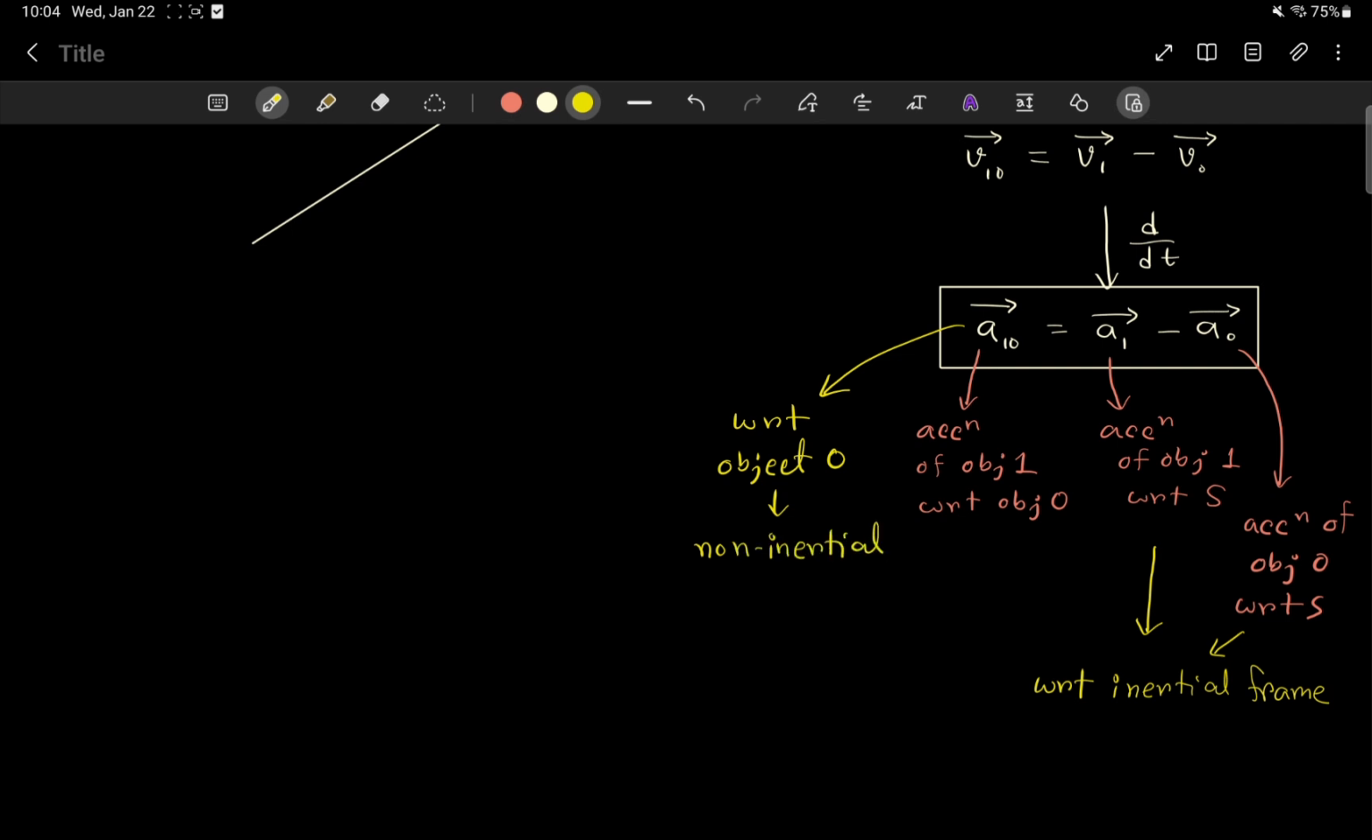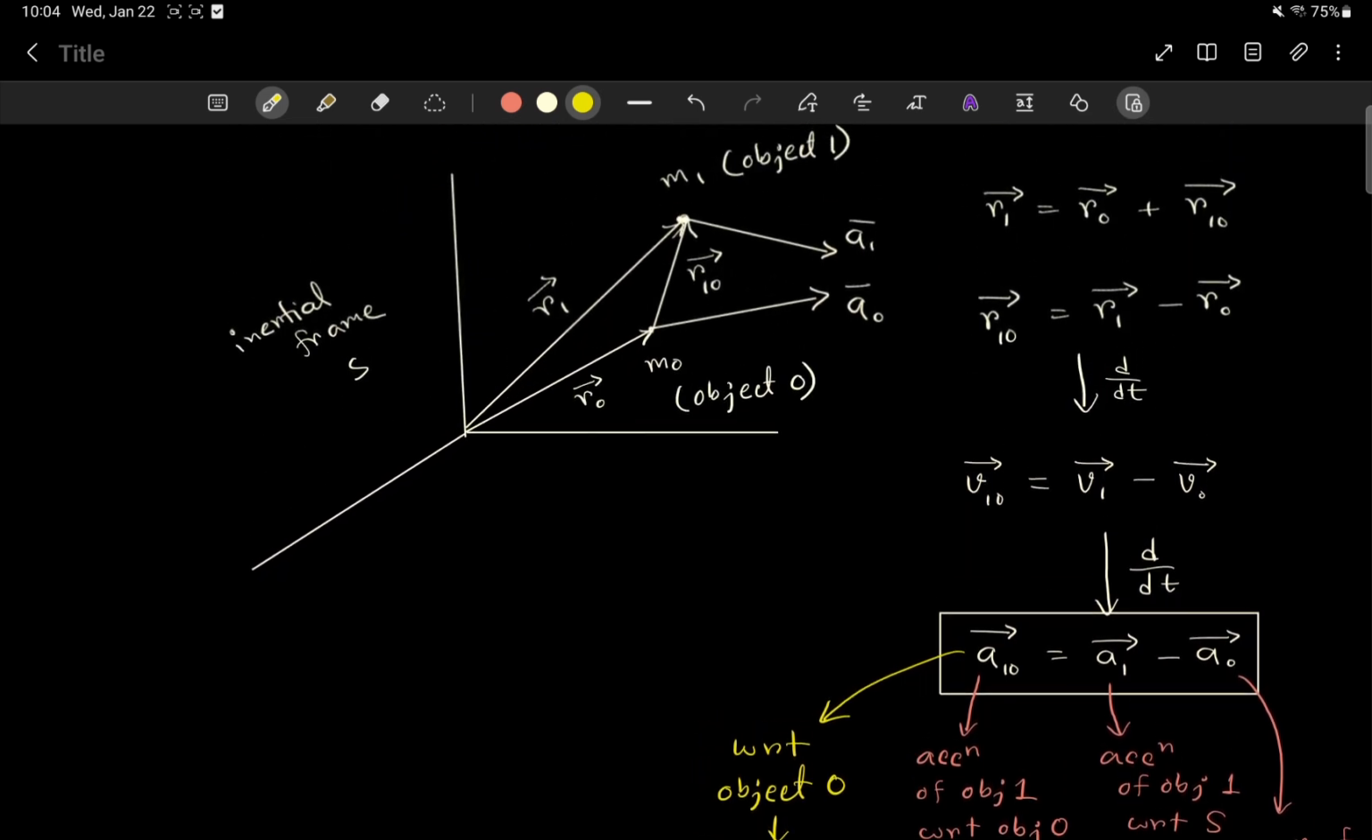As this is non-inertial, we have already established an equation which relates accelerations from an inertial frame to accelerations in a non-inertial frame, and our non-inertial frame lies with the motion of this object, right? So for object 0, you can consider the origin of the non-inertial frame to be the position of this object itself. It's completely fine, and the vector orientation doesn't really matter, so you can orient it in any way possible.